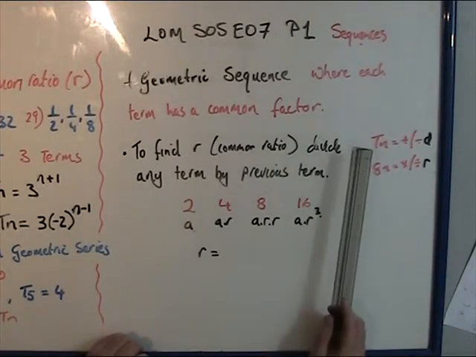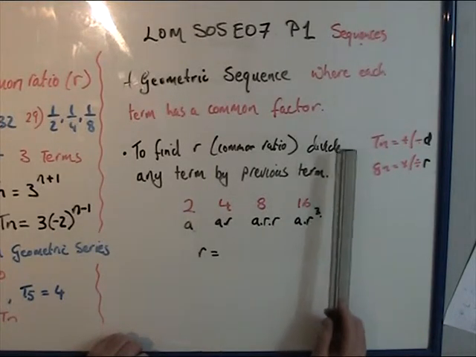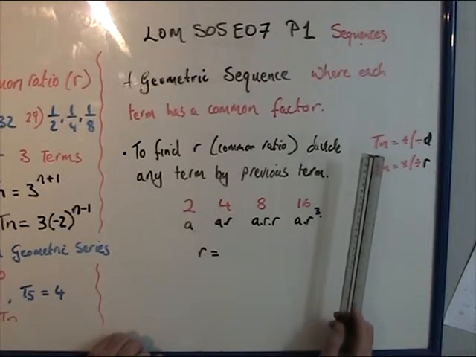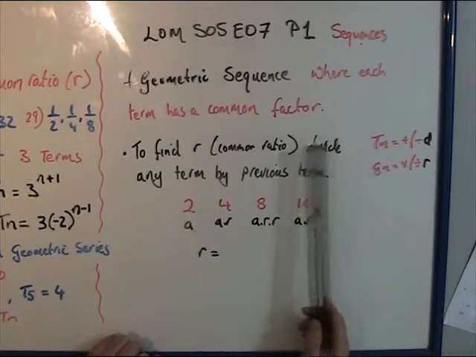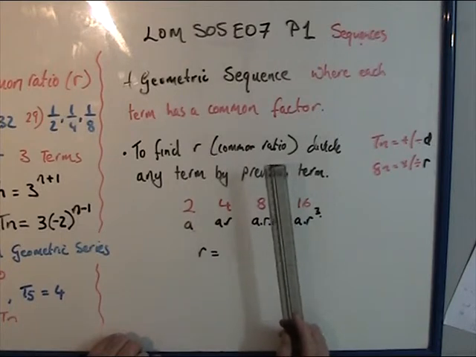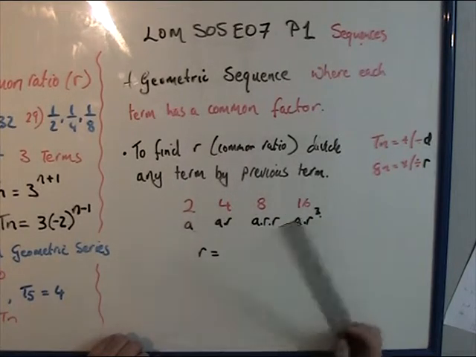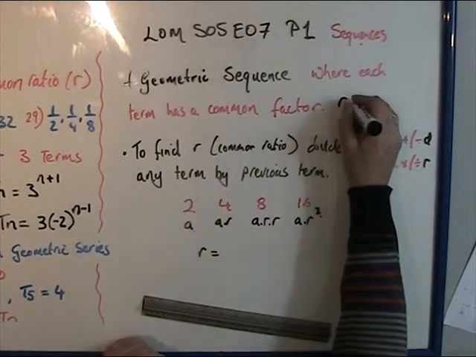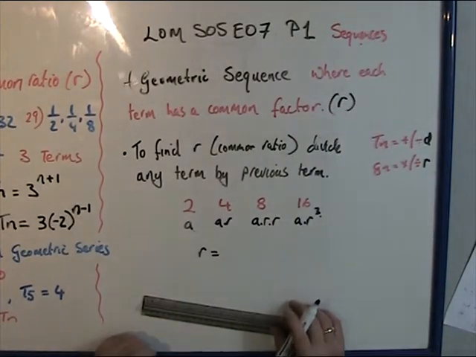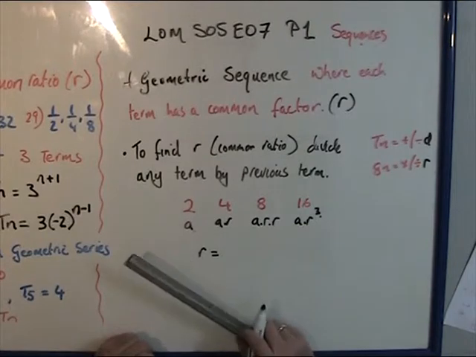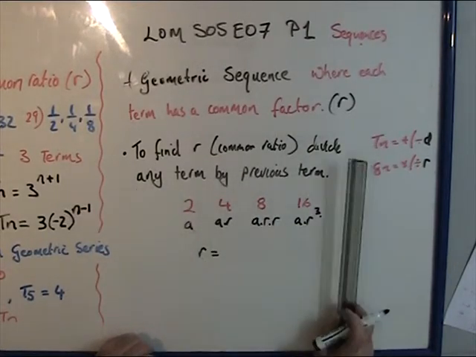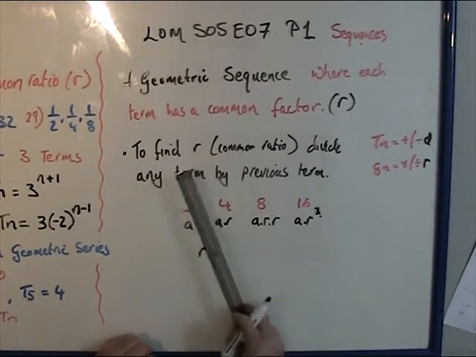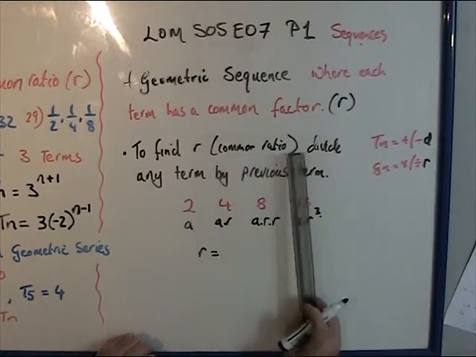Okay, so get to know the difference, right? What's the difference between an arithmetic and a geometric? They have a common factor, right? Now, the common factor is known as R. In Tn, it was known as D. Do you remember the difference? So to stop you from confusing, put in R. To find R, it's called a common ratio.